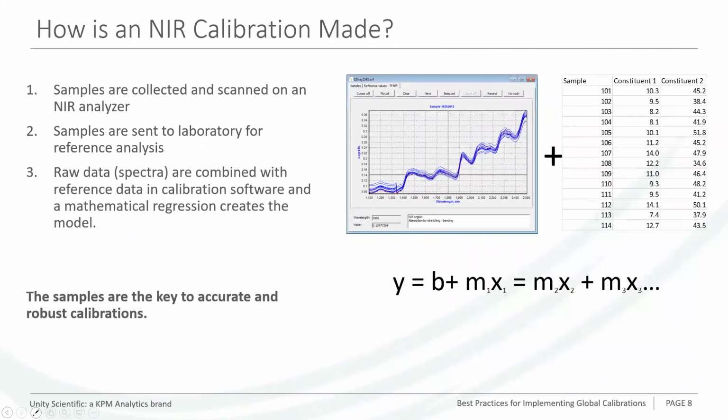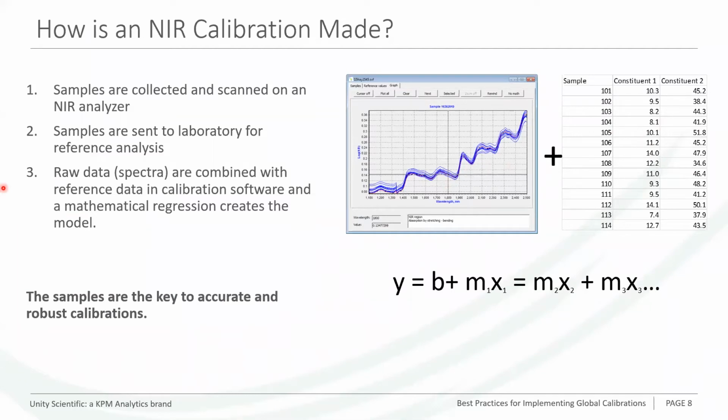So how's an NIR calibration made? Again, I think a lot of you know this, but very quickly, we scan samples on an analyzer and we collect the raw data, the spectra. Those samples are sent out to the laboratory for reference analysis. I've got a little table over here, constituent 1, constituent 2. These can be compositional parameters: moisture, protein, fat, fiber, NDF, ADF, whatever. They can even be properties such as digestibility or hardness. But whatever our constituent of interest, we send those samples out to the laboratory and we get the reference values back. And then we combine these two bits of data into our calibration software.